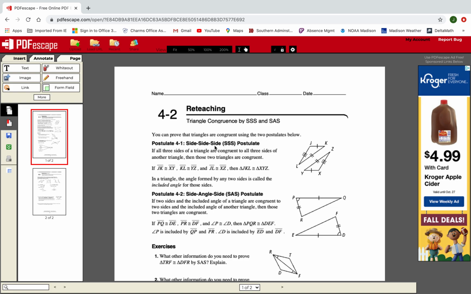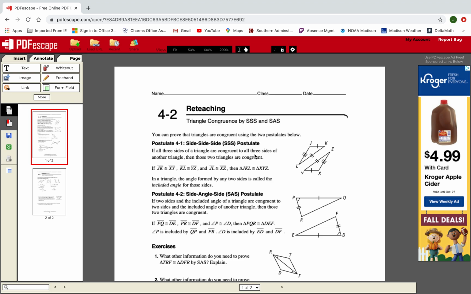Postulate 4-1 says side, side, side postulate. So SSS stands for side, side, side. Basically, S means side, A means angle. And the order that these letters are in matters also. So side, side, side basically just says if all three sides of a triangle are congruent to all three sides of another triangle, then we know that those two triangles are congruent. Okay, congruent means same shape and same size.